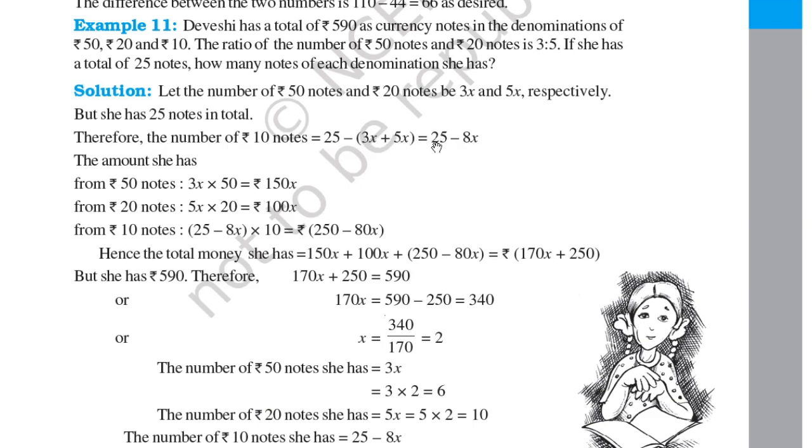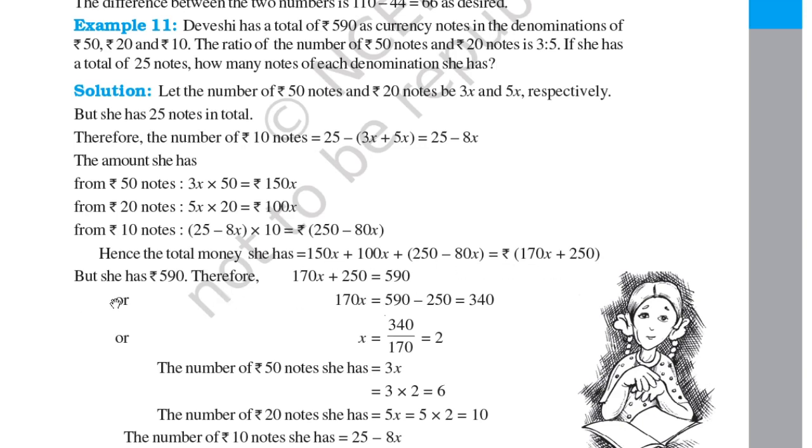So 25 minus 8x. The amount she has from 50 rupee notes is 3x into 50, which is equal to 150x. From 20 rupee notes it is 5x into 20, which is equal to 100x rupees. And now from 10 rupee notes she has (25 minus 8x) into 10, that is 250 minus 80x. So hence the total money she has is equal to 150x plus 100x plus 250 minus 80x, which is 170x plus 250. So we'll add here.